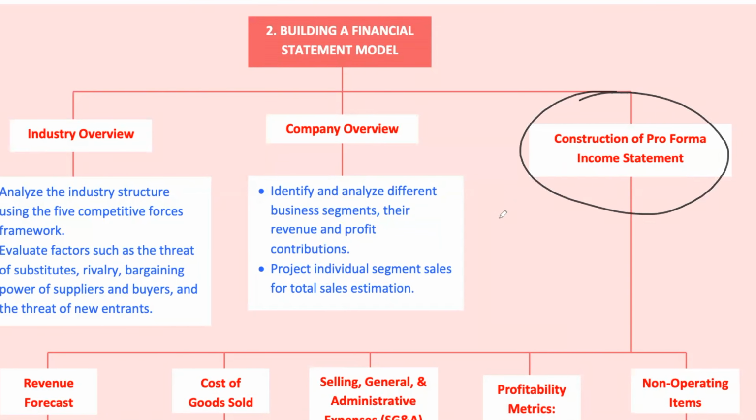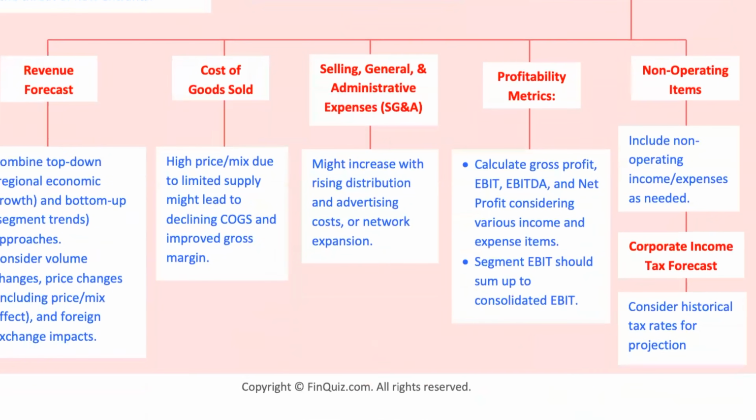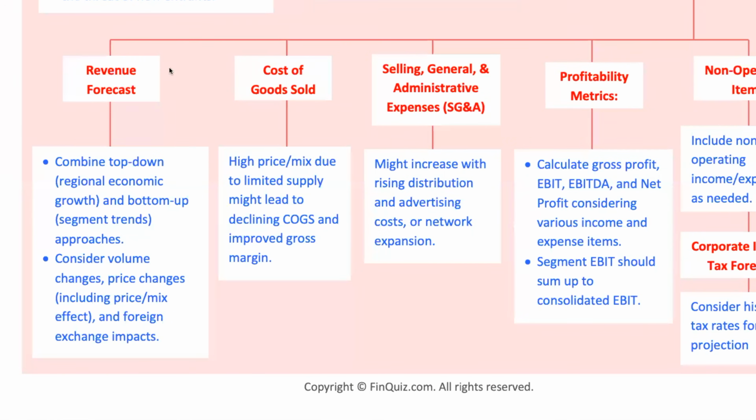All right, let's talk pro forma income statements, the backbone of financial forecasting. The key here is to project revenue first. Think of it like the foundation of a house. You can't build anything without it. You use a hybrid approach. Start with a top-down analysis like economic growth projections in relevant regions. Then dive into a bottom-up analysis like segment-specific growth trends.